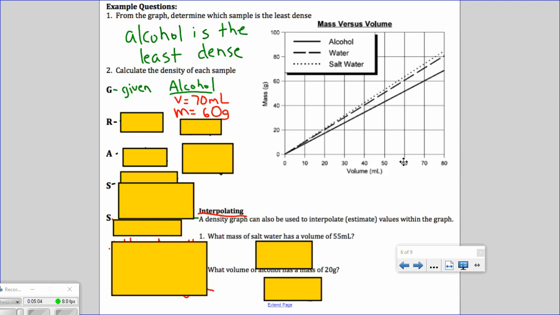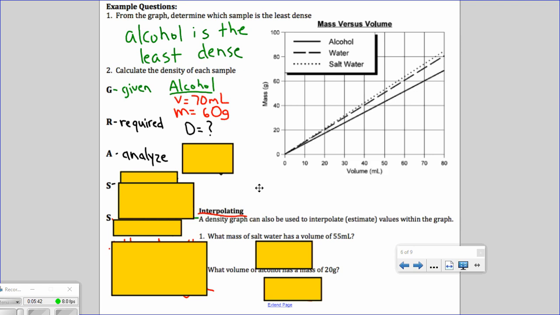If we look at the volume of alcohol here, we find 70 milliliters. We draw a line up. It hits right on a line that intersects our y-axis nicely, at one of these points on our y-axis. So for a volume of 70 milliliters, we have a mass of 60 grams. This is where the volume of 70 milliliters and the mass of 60 grams come from. The R in GRASS stands for required. What are we being asked to find? In this case, we're being asked to find the density.